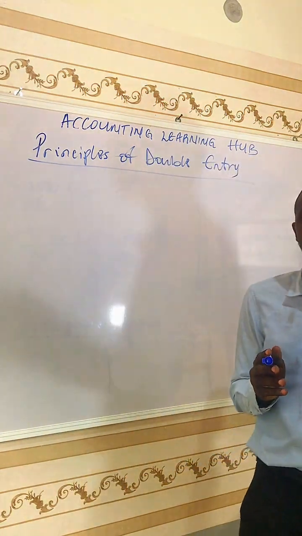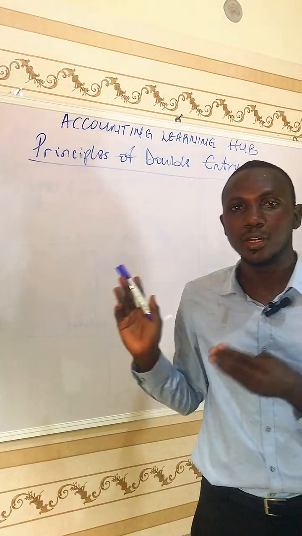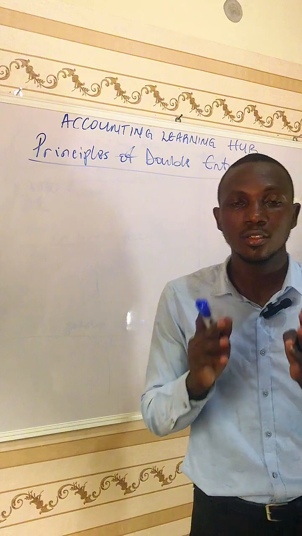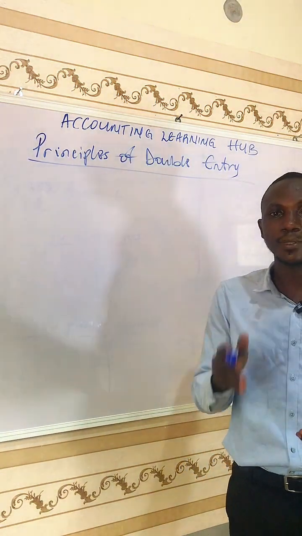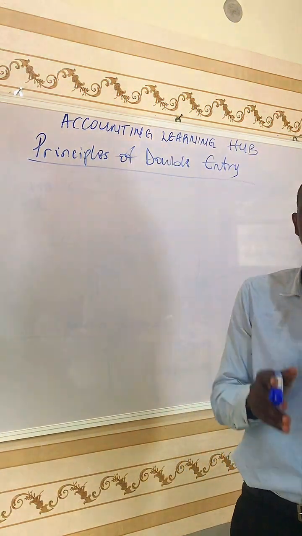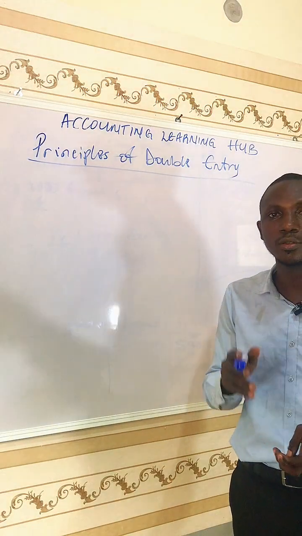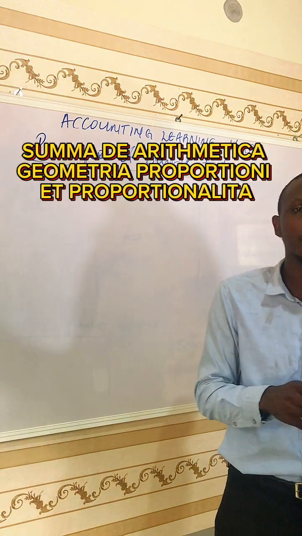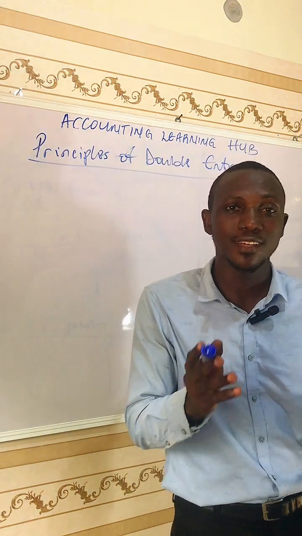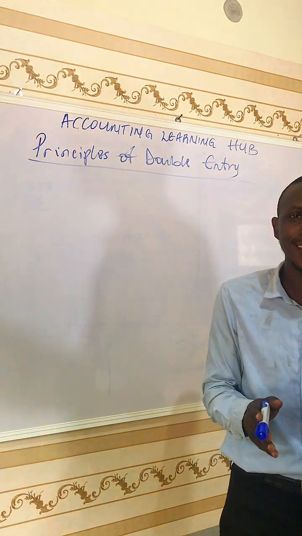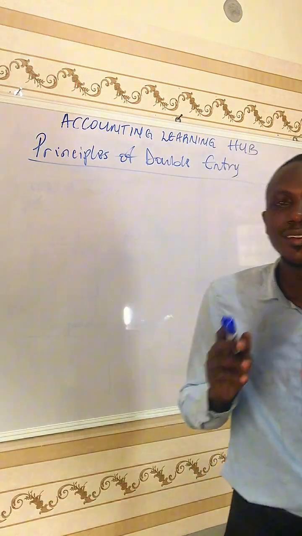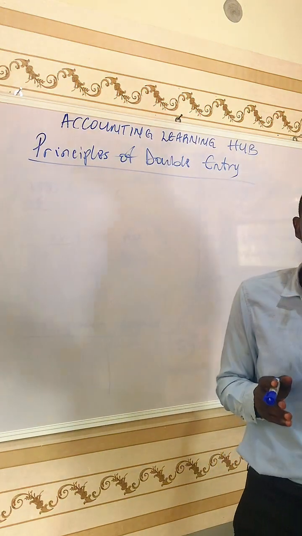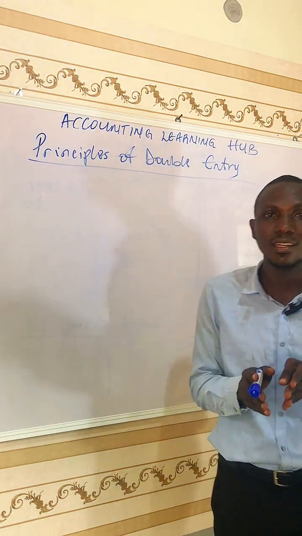Before I proceed, we can't talk about double entry without mentioning one particular name, and that is the name of the Italian monk, Luca Pacioli, who was the first person to explain the principle of double entry in his book published in 1494 titled Summa de Arithmetica Geometrica Proportionali et Proportionalita. Pardon me if I can't pronounce that correctly. I am not an Italian. Luca Pacioli is regarded as the father of accounting because he paved the way for modern accounting.